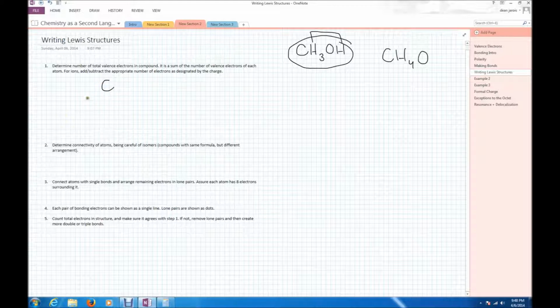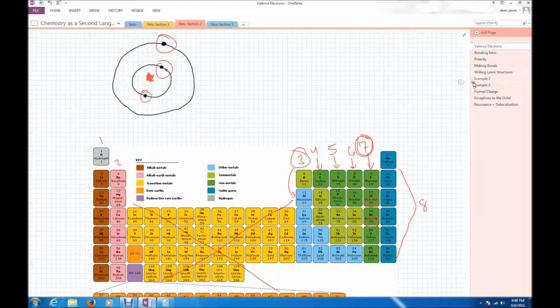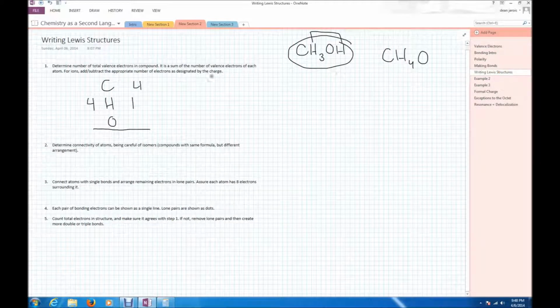We have carbon, we have 4 hydrogens, and we have an oxygen. So carbon has 4 valence electrons. Hydrogen has 1 valence electron. Remember we were looking at that. So carbon is 4, hydrogen is 1. But because we've got 4 hydrogens, we multiply that by 4, and oxygen is 6. So 6 plus 4 plus 4 equals 14. So that should be the number of valence electrons that we have when we complete the structure of this.